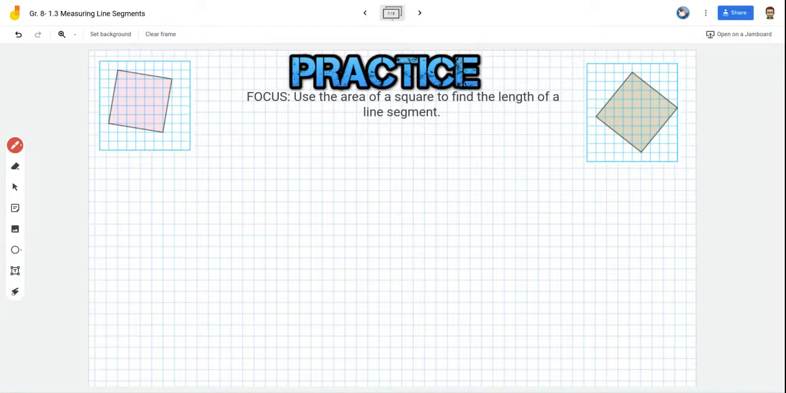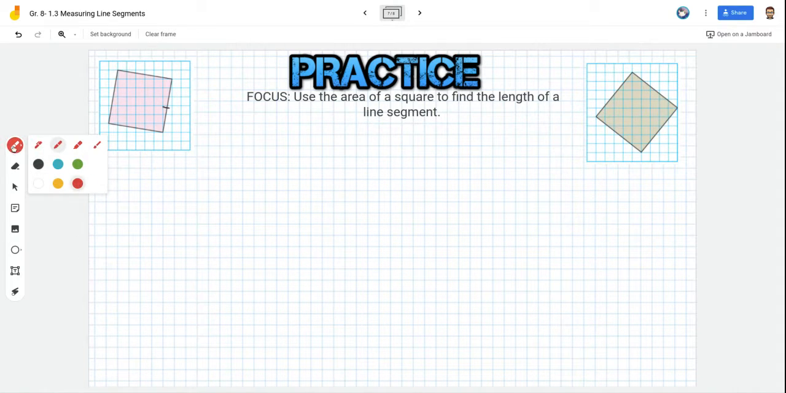Hey everyone, here's just a quick practice video explaining how we would use the area of a square to find the length of a line segment. Step number one: we're going to focus on this pink square. What we're looking for is the side length of one of the sides on this pink square.